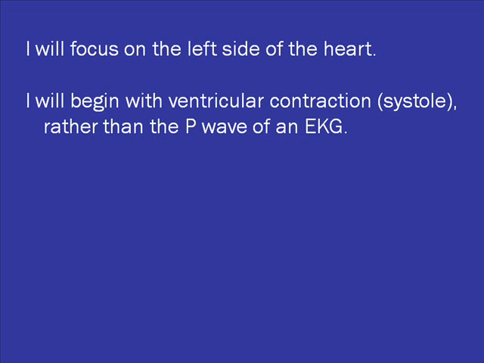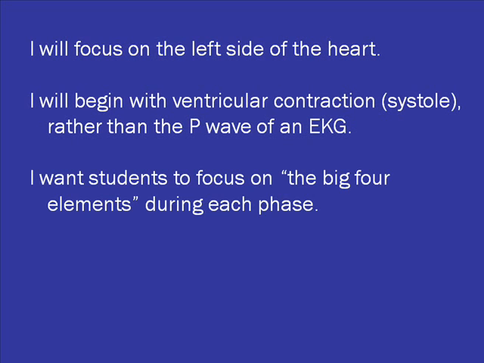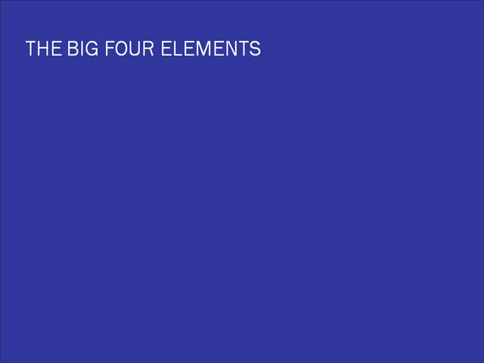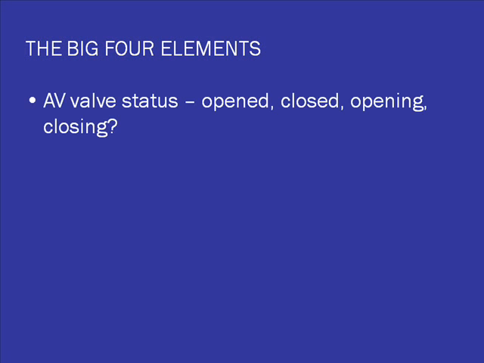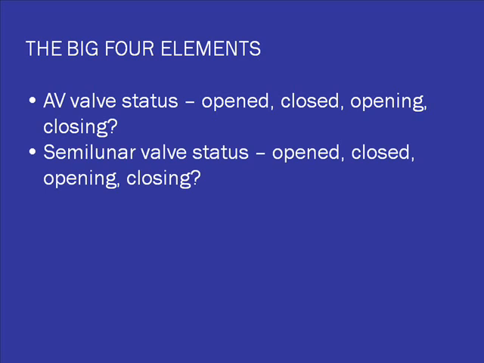Finally, for students in my classes, I want them to focus in each phase of the cardiac cycle on the big 4 elements. Now, what do I mean by that? The big 4 elements are atrioventricular valve status. Is the bicuspid valve opened, closed, opening, or closing during the time frame in question? Semilunar valve status. Is the aortic valve opened, closed, opening, or closing during the time period in question?